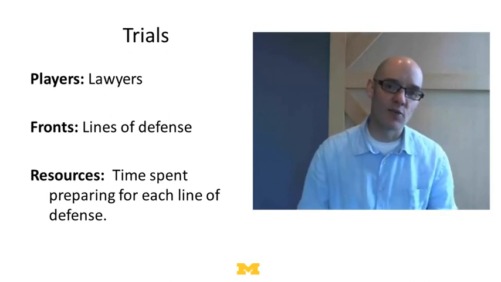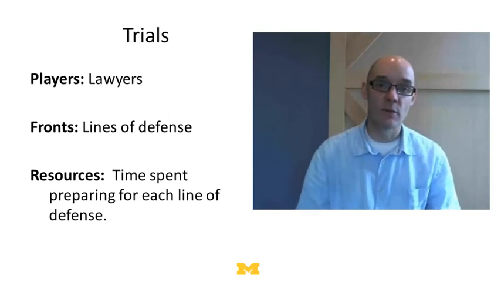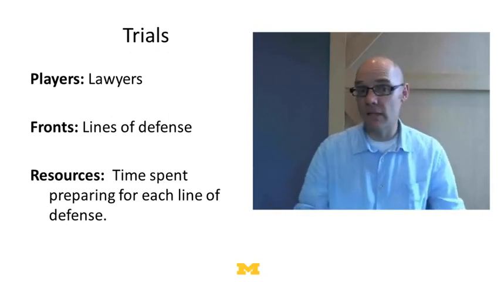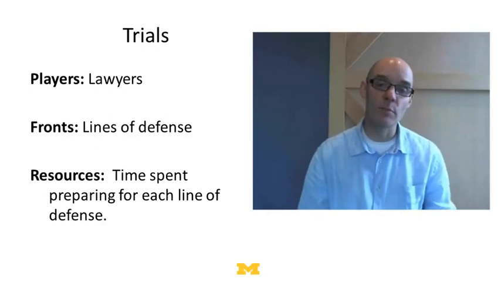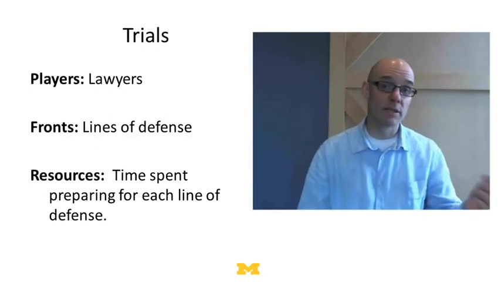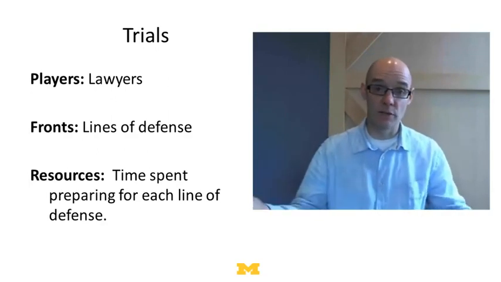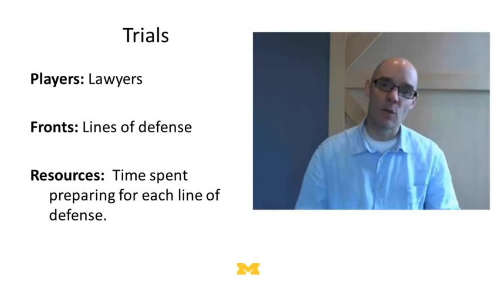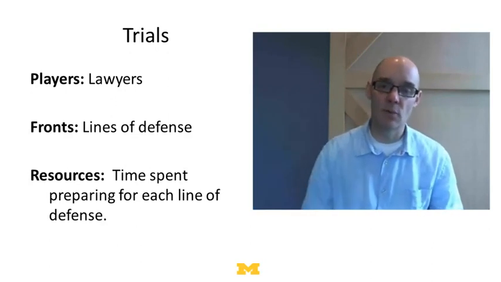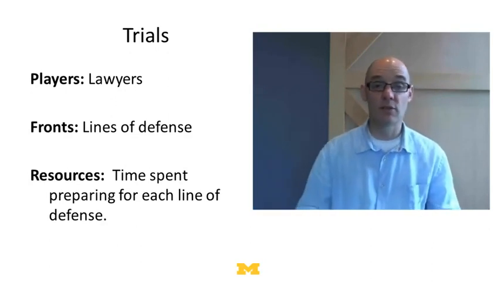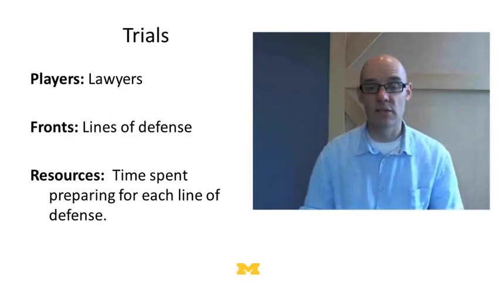Let's take something else. Let's take trials. Suppose you've got two lawyers going at each other. Would Blotto work there? Well, it's not actually a very bad approximation. So who are the players? The players are the prosecution and the defense, the two lawyers. And then you think, what are the fronts? Well, the fronts could be lines of defense or lines of prosecution. So you've got to sit there and think, okay, these are the ways this case could get played out.